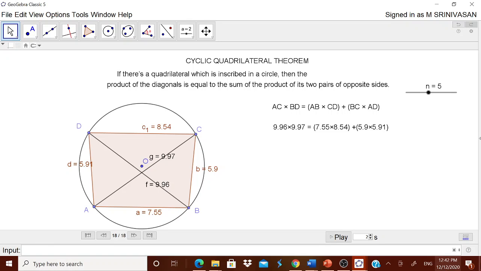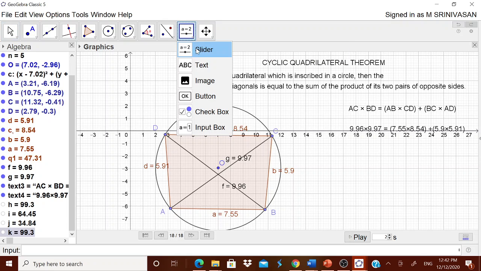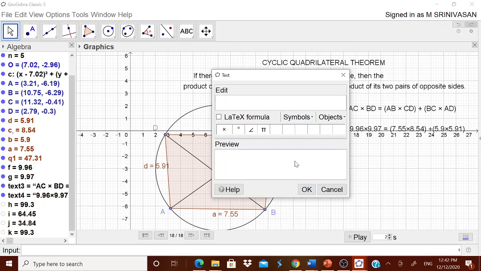Okay. Now let me come back to this geometry view and I will show you the graphic view and what happened to it. You see now this is the product h, i, j, k. You see h and k are totally equal now because this product is equal to the sum of these two. Very simple. Now you can come back to this ABC text and show it to the children what the object is now.